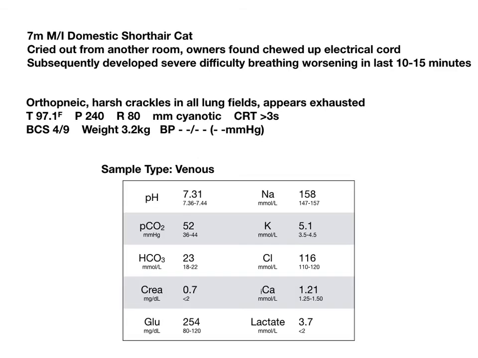All right, this is Blood Gas of the Week, case number 4. Make sure you've got your answers all ready for the scenario. Here we go. A 7-month-old male intact domestic short-haired cat is presented in severe respiratory distress.